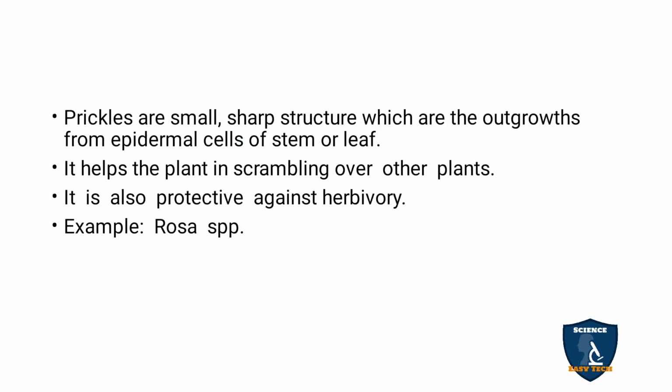The next one is prickles. Prickles are small structures, outgrowths of the epidermal cells of the leaf, and they help in scrambling. Some plants scramble over other plants, so they are attached on the other plants. It also gives protection from herbivores. Example, rose plant.